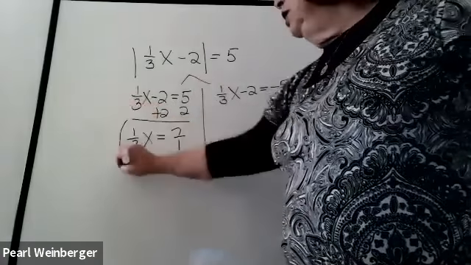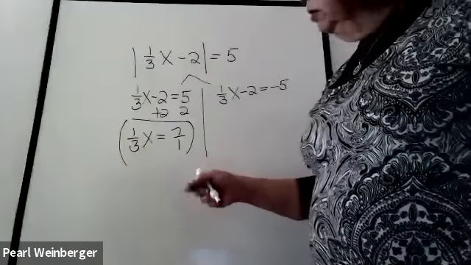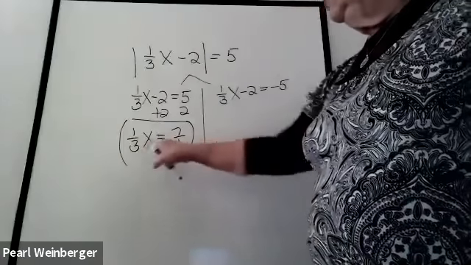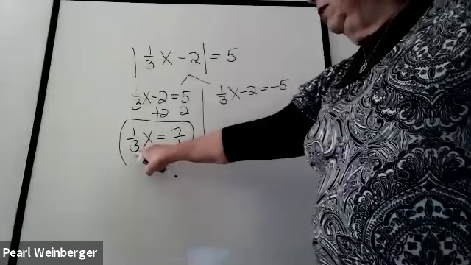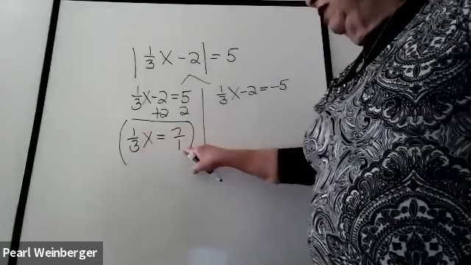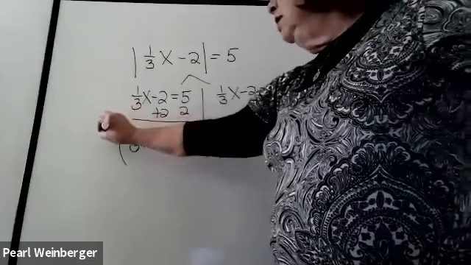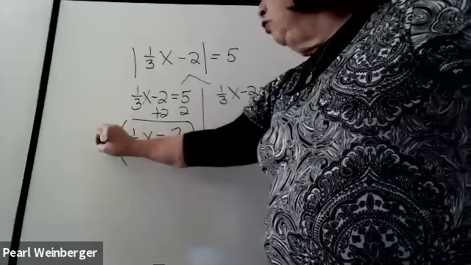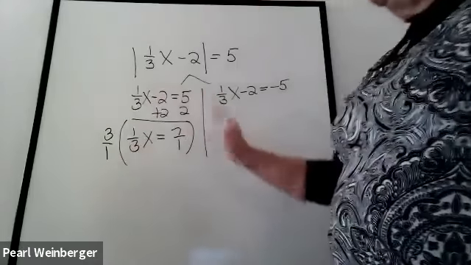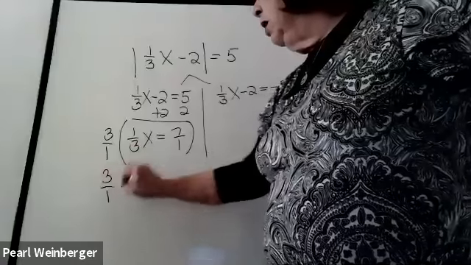Now, what we usually do when we have a fraction is we multiply by the common denominator. I have a denominator here of 3, and here I have a denominator of 1, and 3 times 1 is 3. So my common denominator is 3. I put 3 over 1 and multiply both sides of this equation by 3 over 1.